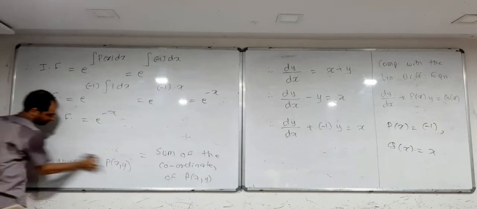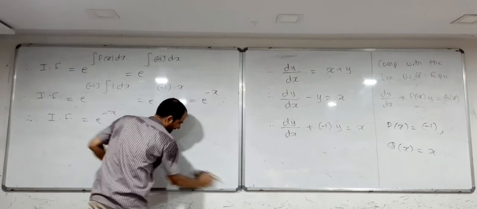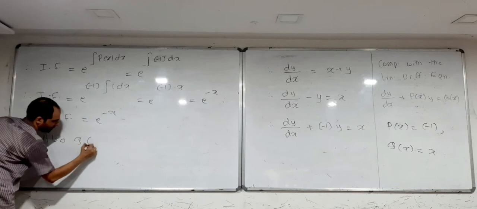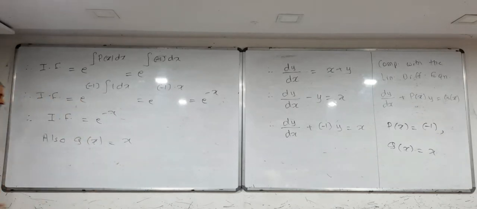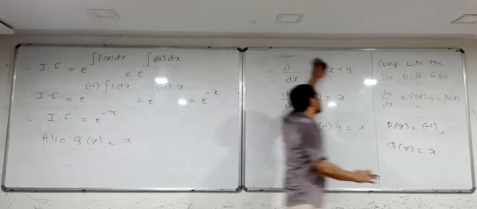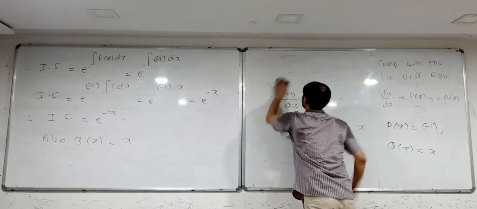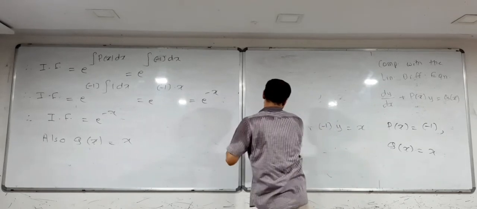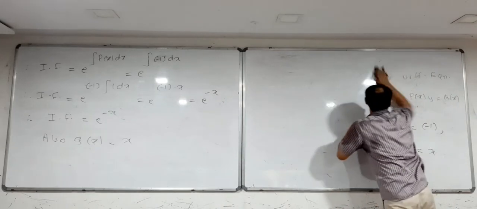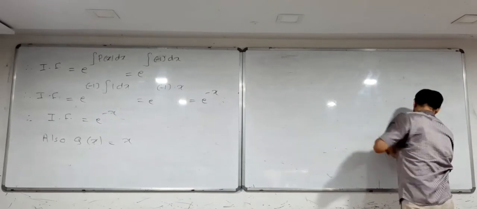Q(x) is x. Now in its solution, you have to do by parts. So according to the general solution, y into the integrating factor is equal to the integration of Q(x) into the integrating factor dx, plus c.